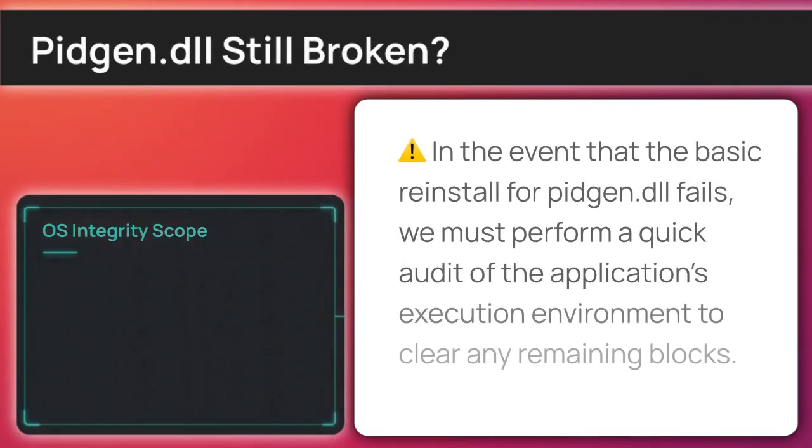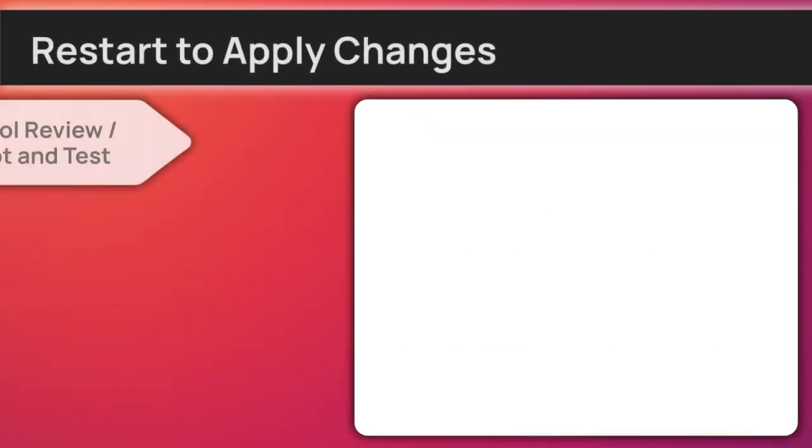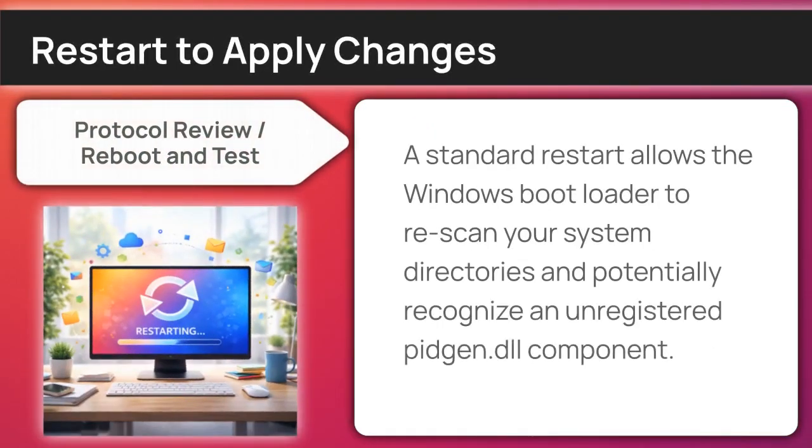If the redistributable repair didn't resolve the pop-up, the next logical step is to analyze the local environment for process conflicts. A simple restart can resolve file-in-use errors that mimic a missing Pidgen library message. It's a low-effort step that ensures your operating system starts with a clean execution stack.